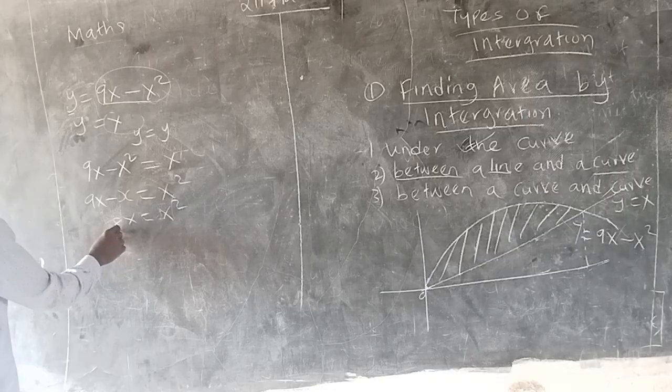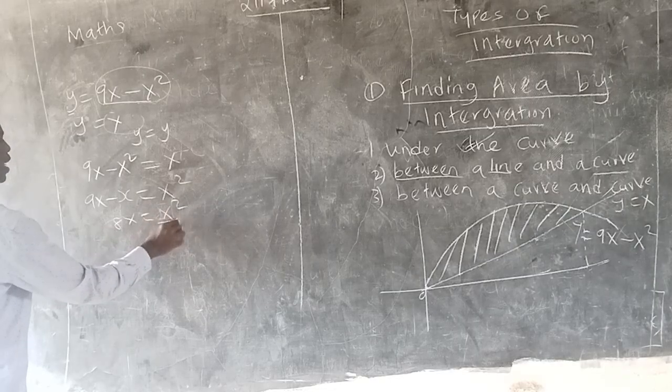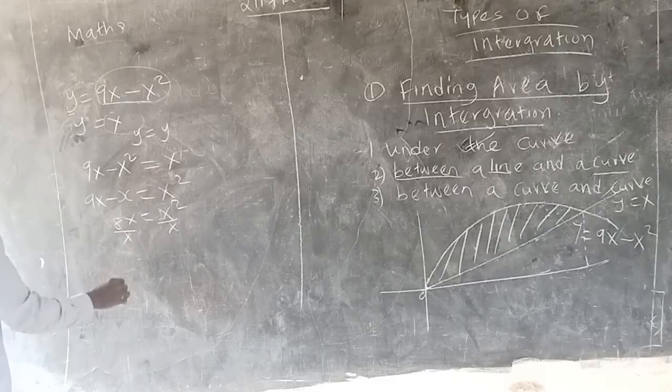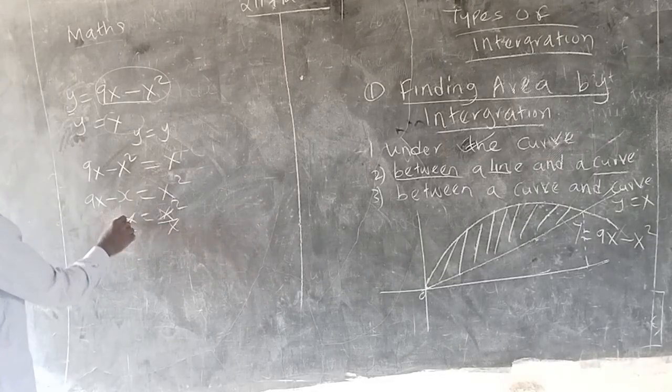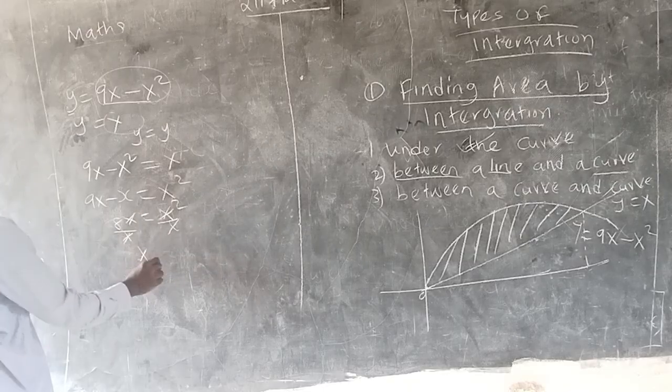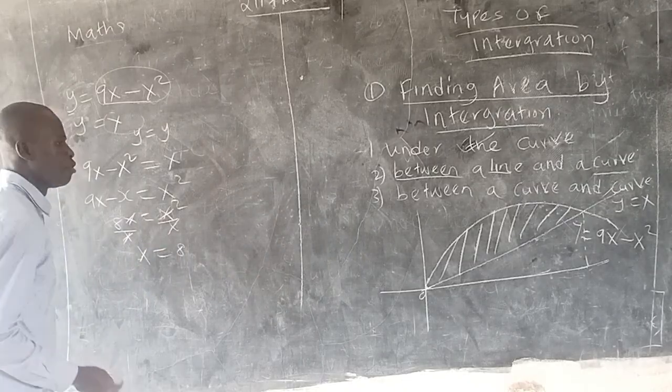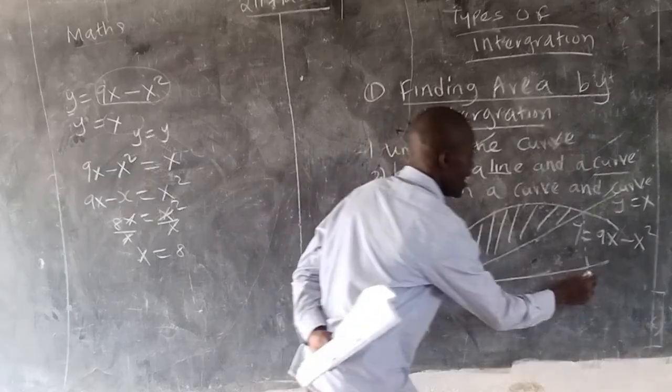So we say x over x. So x1 ends with x, and x1 ends with x. So x remains there, equal to 8. So the value of x at this point is 8.